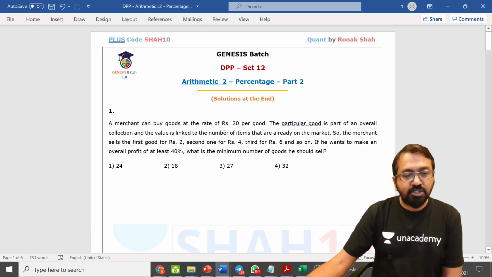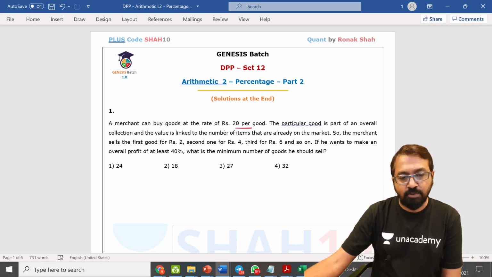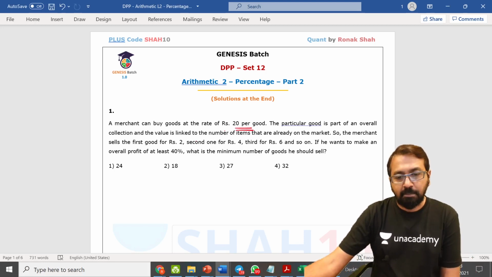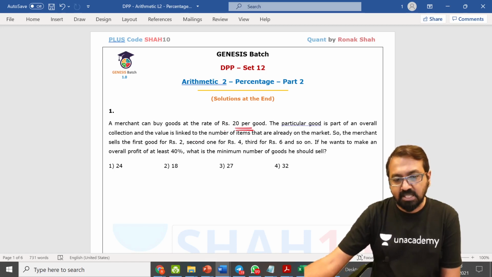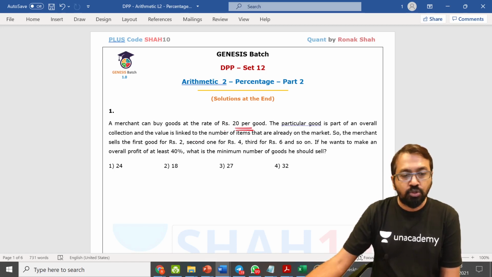So here is the first question, which says that a merchant can buy goods at a rate of rupees 20 per good, and the particular good is part of an overall collection and the value is linked to the number of items that are already on the market. So the merchant sells the first good for rupees 2, second one for rupees 4, third for rupees 6, and so on and so forth.